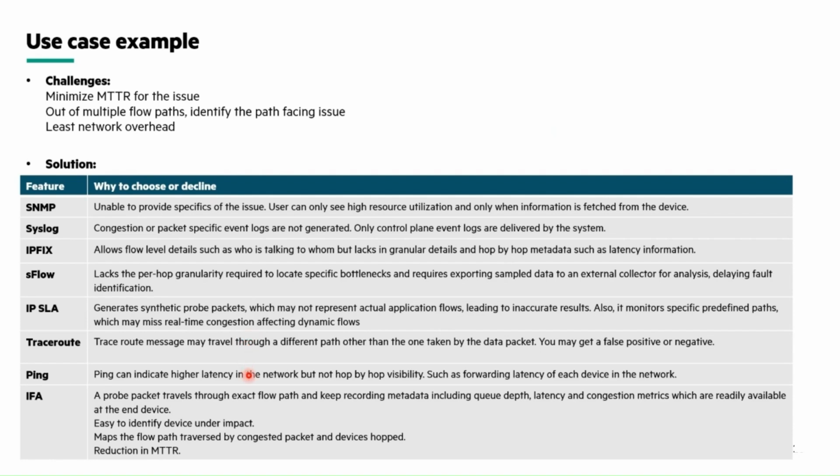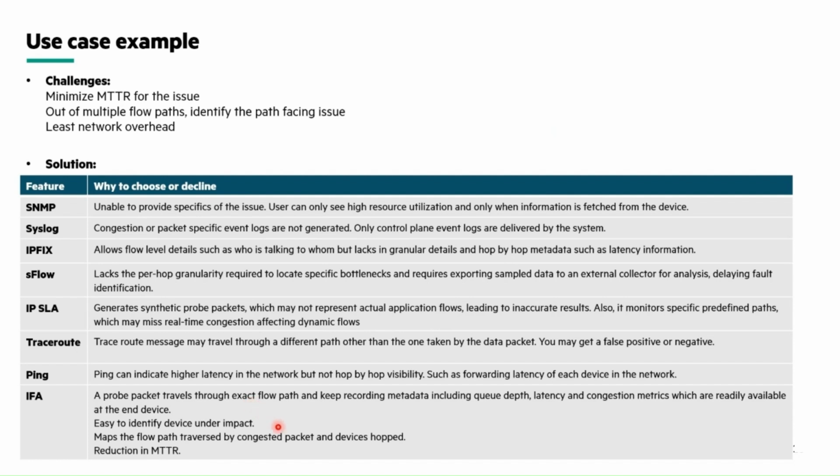Coming to traceroute, in the case of traceroute, messages may travel through a different path other than what was taken by the data packet, and the impact might not be that clear. So you may get a false positive or negative. As a conventional method, you might go for ping as well. Ping can indicate higher latency in the network, but hop by hop visibility is not there. Plus, it does not provide forward latency for each device in the network.